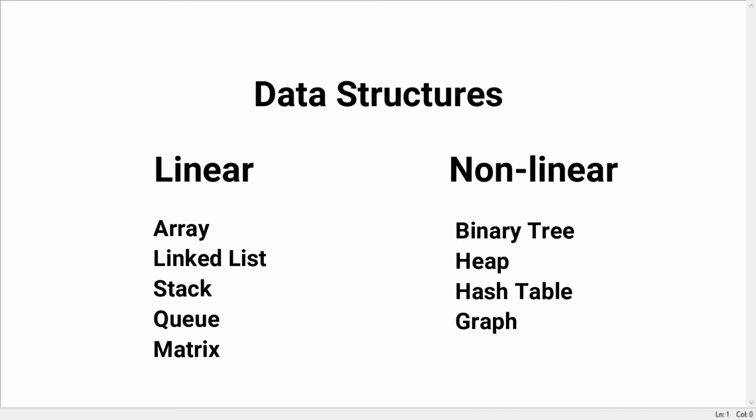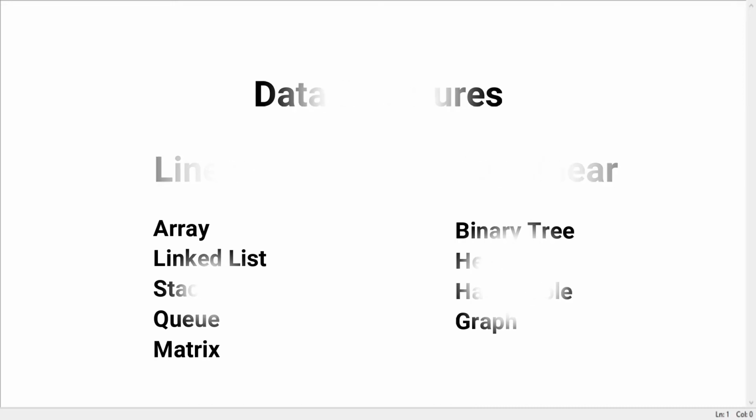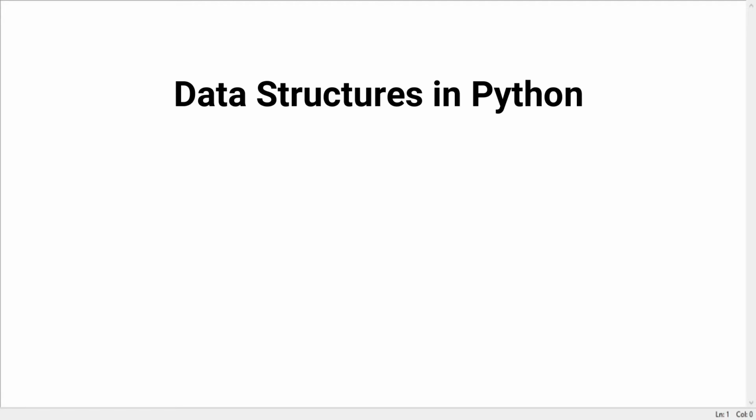I talked about the data structures in general, so they are divided into linear and nonlinear, but today I'm going to show the examples in Python. So Python has specific data structures itself. I'm going to talk about specific Python data structures and how to implement them, and I'm going to show the examples about these structures.